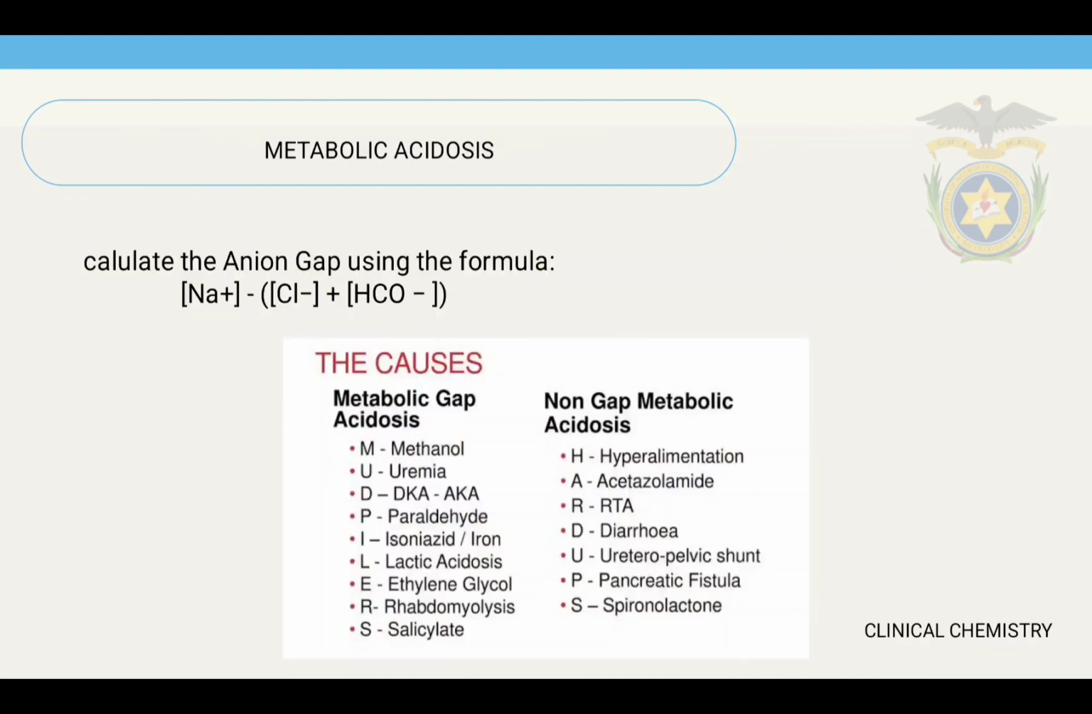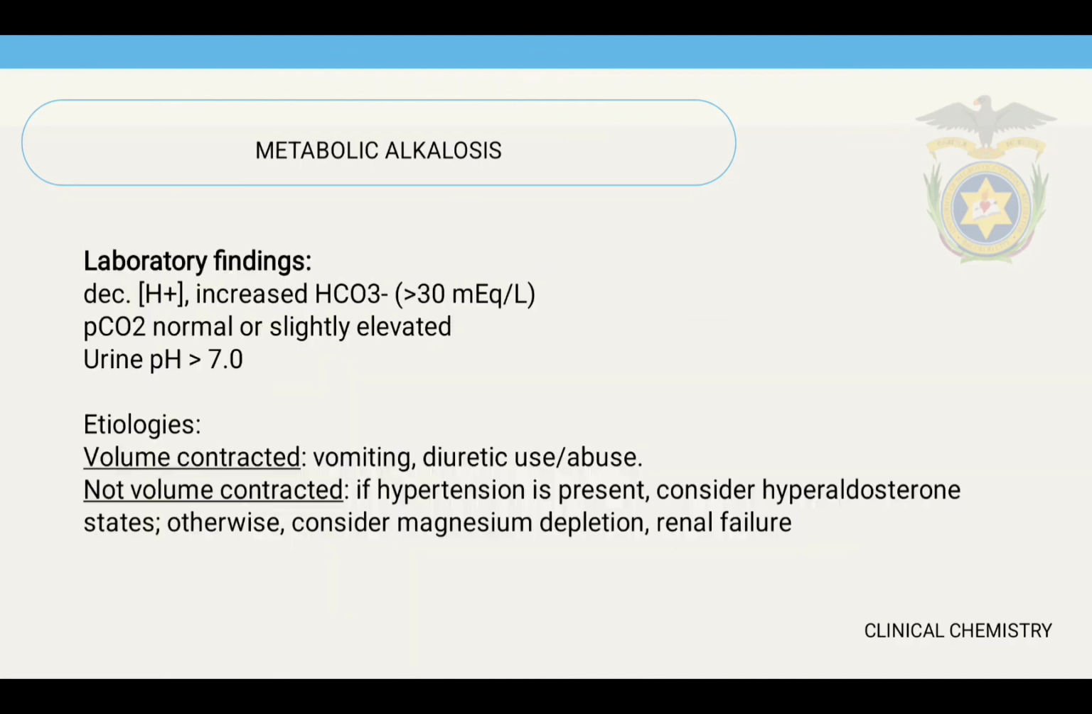In cases of metabolic acidosis, it's important to calculate the anion gap. So compare this to the formula I showed earlier. This one does not have potassium. Some equations tend to not have potassium while others have potassium, so just take note. Anyways, the causes of your metabolic gap acidosis are your MUDPILES, while for the non-gap metabolic acidosis, it's your HARDUPS.